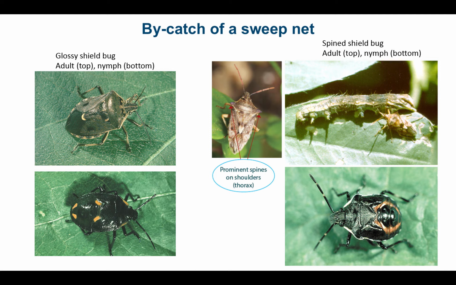And of course the spiny shield bug, if you actually do look at it, it's got these spines coming out of its shoulders. It's very prominent. They're very good predators of caterpillars. By themselves, all of these beneficials don't do much, but together they can actually keep numbers right down.